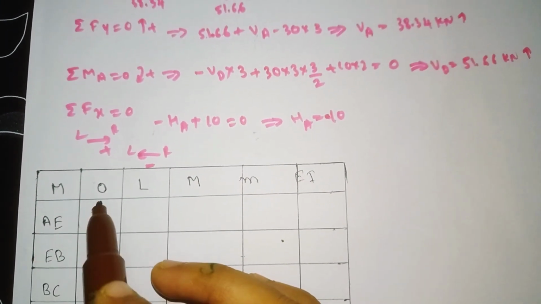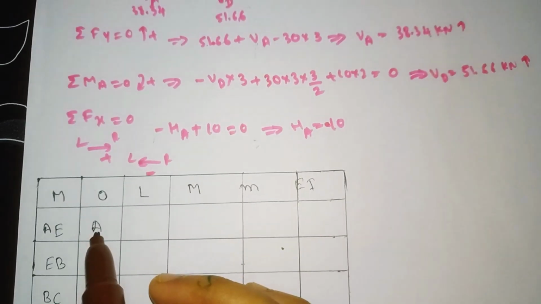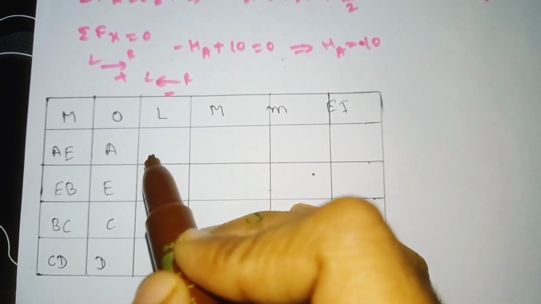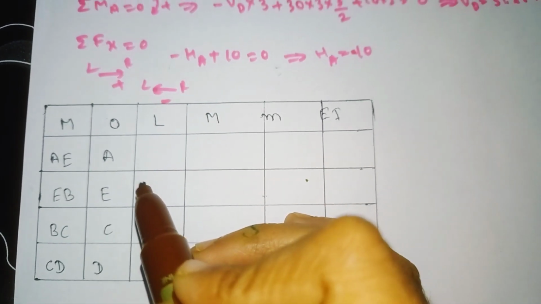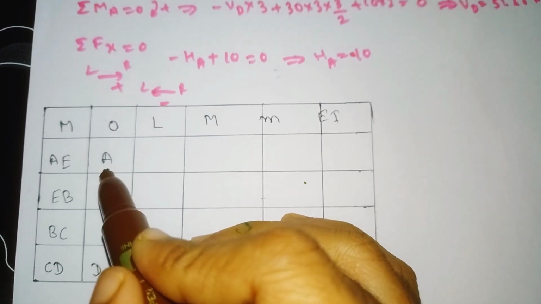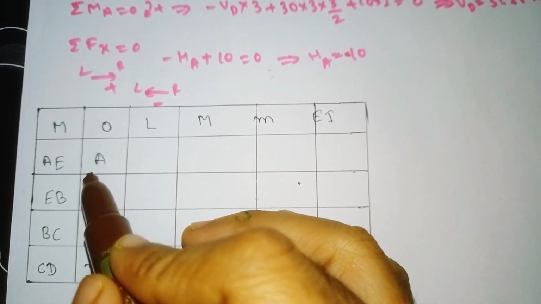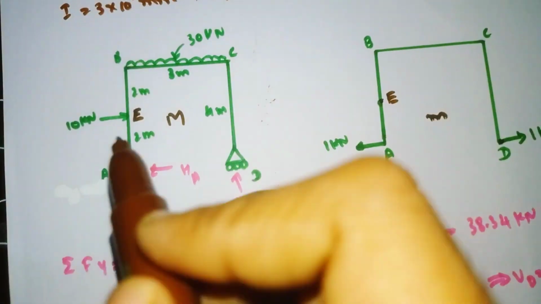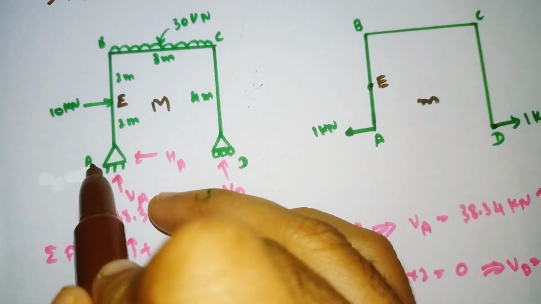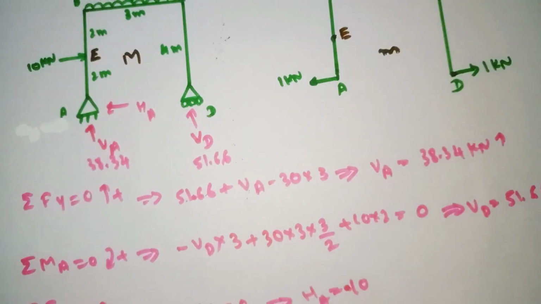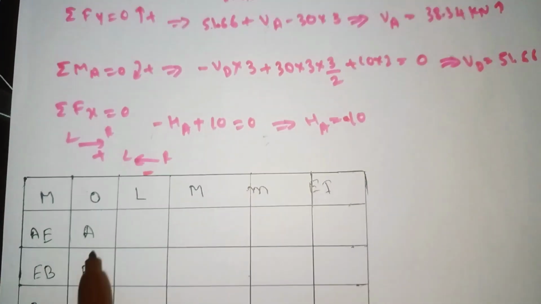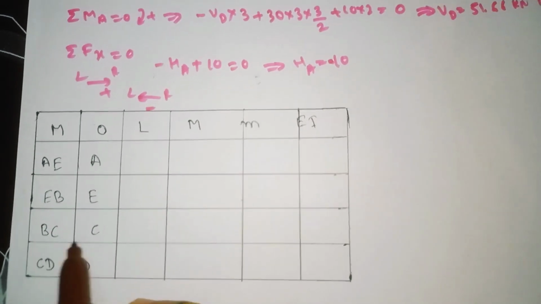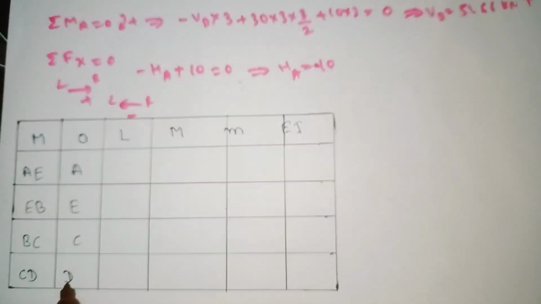For AE I have taken the origin as A. Remember one thing: we have to cut the section away from the point that we have taken as the origin. Here we have taken the origin as A, so we need to cut the section here like this, away from the origin. I will tell you while solving. Similarly, for AE the origin is A, for EB it is E, for BC it is C, for CD it is D.